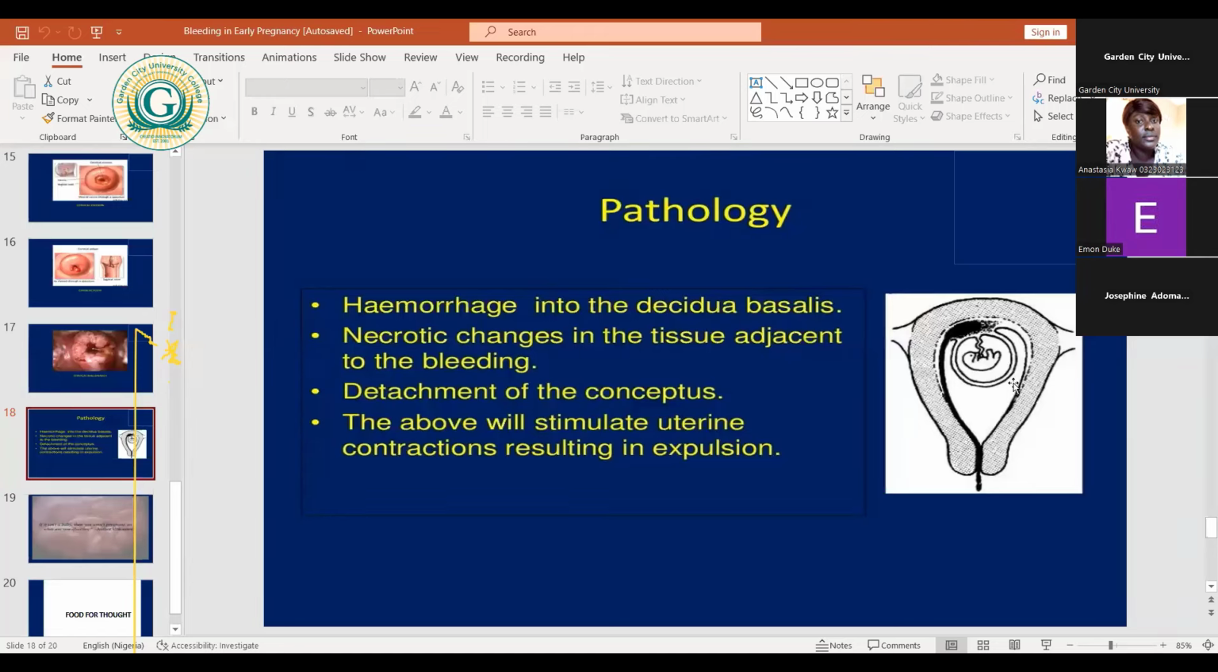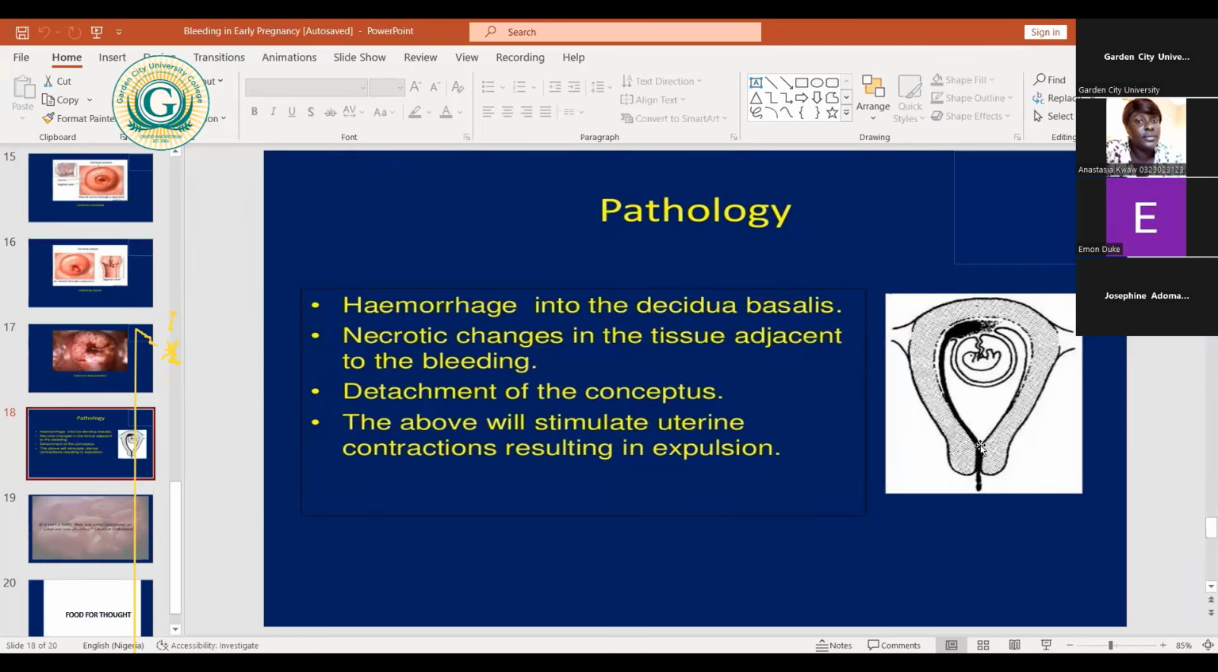Somebody comes up 10, 14 days into her amenorrhea, with tenderness of breast, frequency of micturition, and many things of pregnancy. And the person comes and says, I am feeling this. And the doctor says, oh, it's here. And contraction starts. Expulsion takes place. That person will say, I didn't kill.